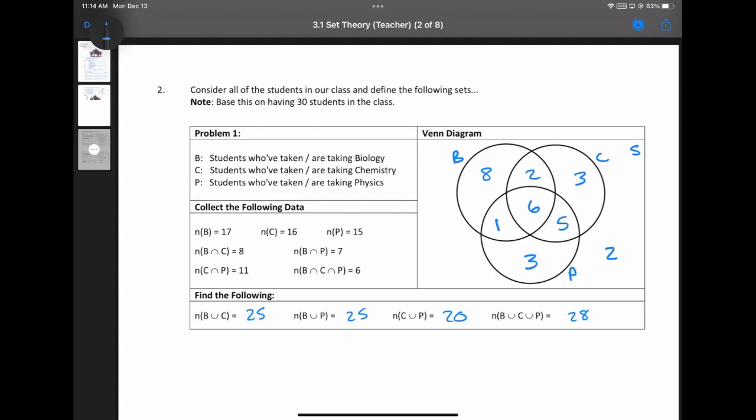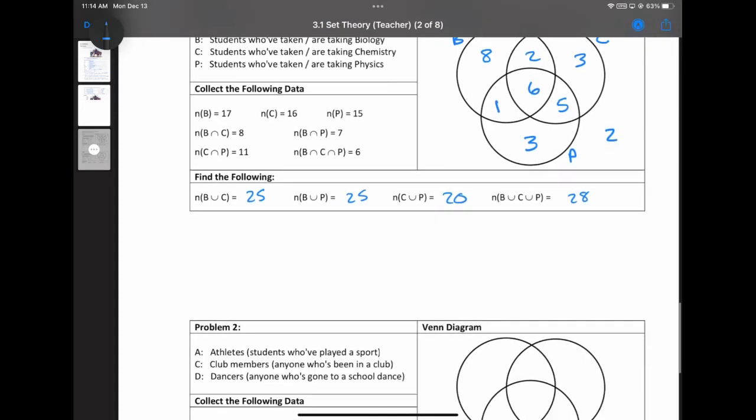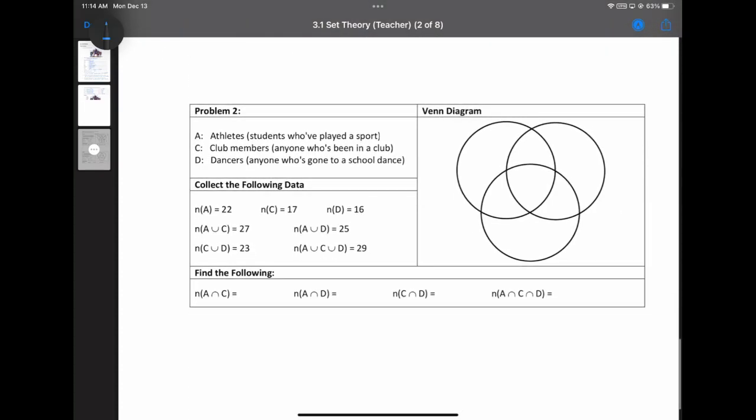Okay, we're going to look at another question which looks like the same thing, just another example identical to this one, but it's actually quite a bit different. Its approach is quite a bit different, just its layout looks the same. And for this one, we're going to look at students who are athletes, club members, or dancers.